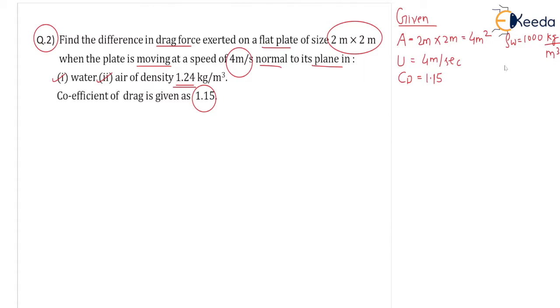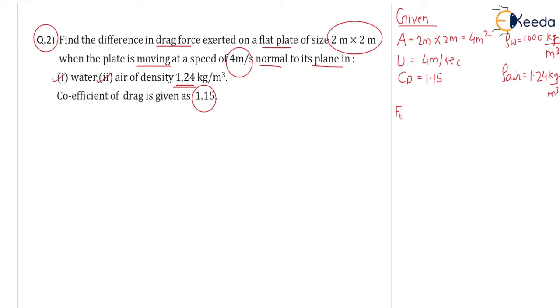Density of air changes with the altitude, so it is given here as 1.24 kg per meter cube. Now the given data is written. We have to find the difference in drag force. So first of all, we'll calculate the drag force in water, drag force in air, then we'll take the difference.